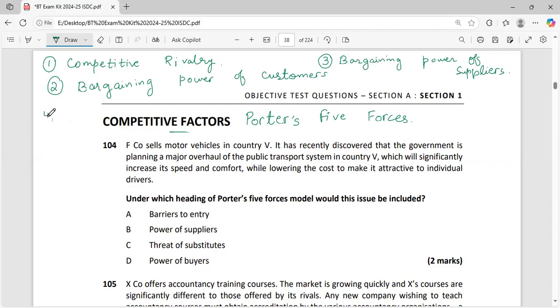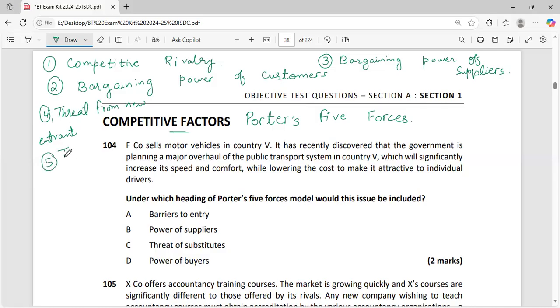Number four, threat from new entrants. There is always a threat that a new entrant can enter the market. And companies can do what? Companies can create different types of barriers against the new entrants. Like what? They can create the barrier of high capital cost. They can create the barriers of economies of scale. They can create the barrier of speciality, which will discourage new entrants from entering the market.